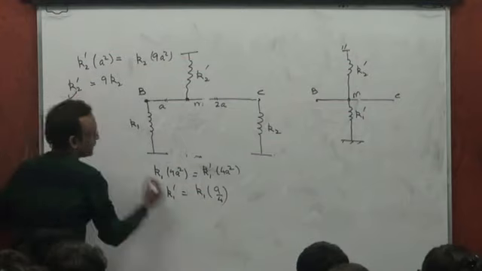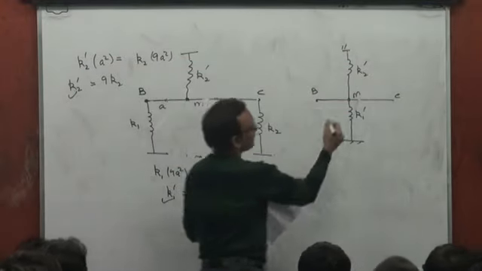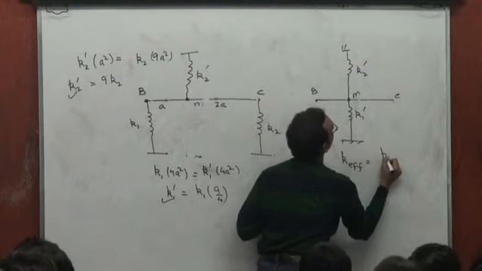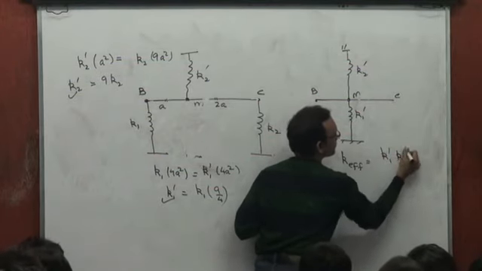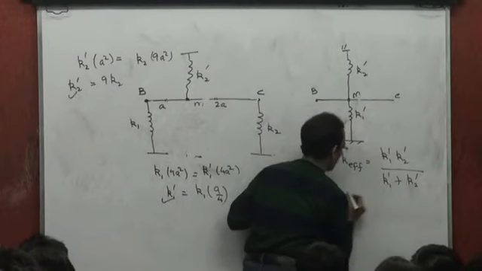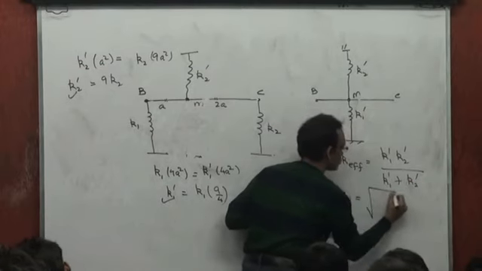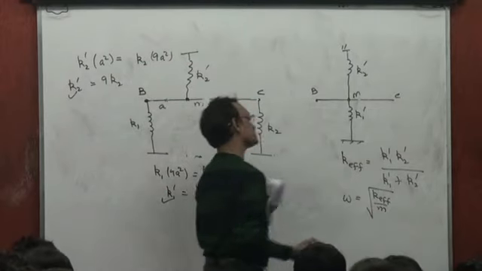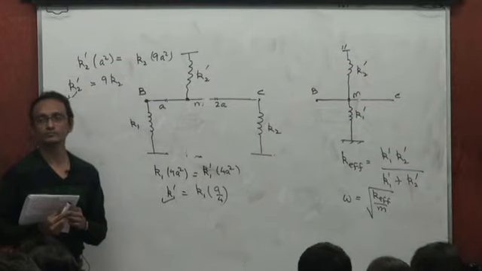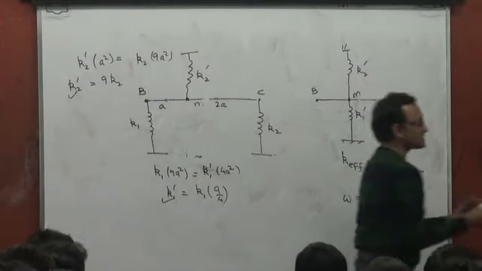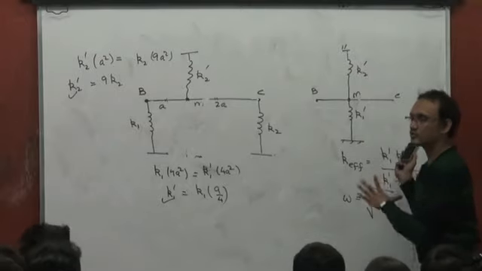So I know K2 prime, I know K1 prime, and then I know the K effective for the system, K1 prime, K2 prime by K1 prime plus K2 prime, and then the omega of the system is root K effective by m. Now in my last sheet, can I write this up?